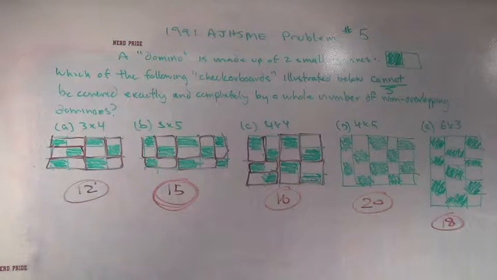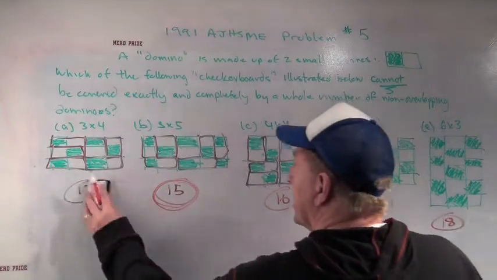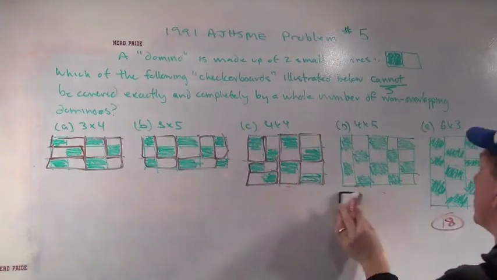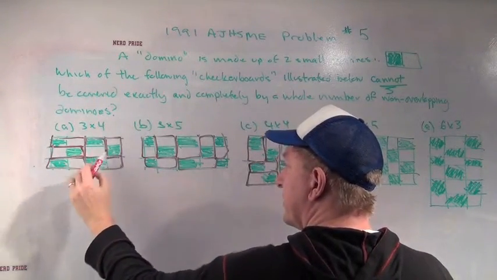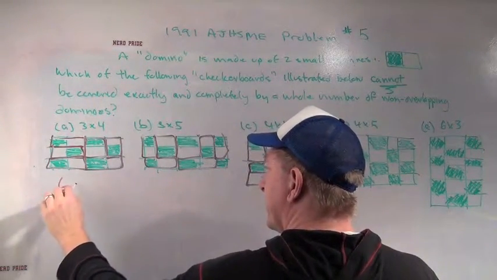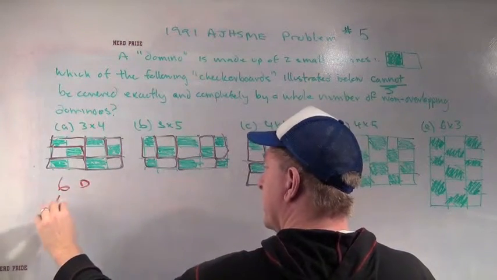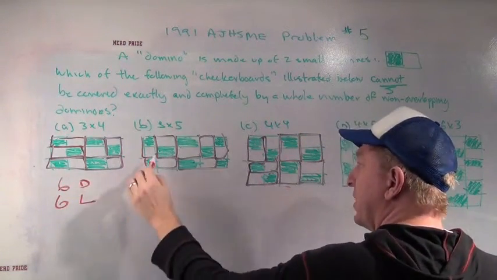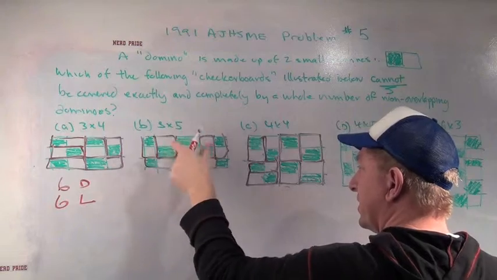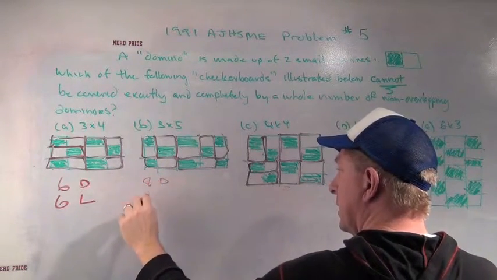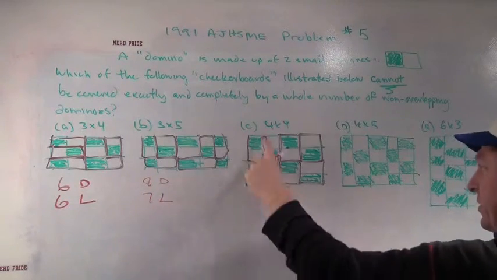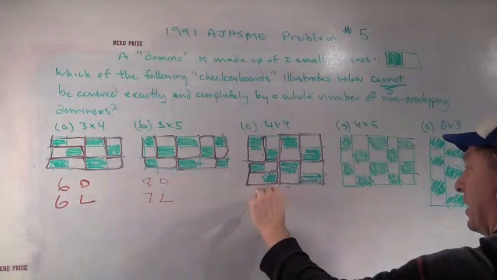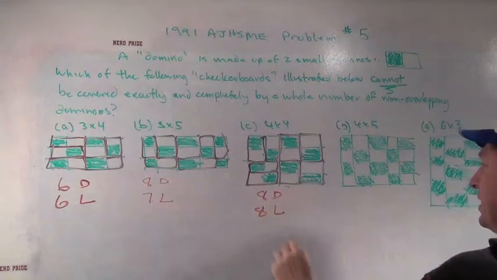The other way I mentioned is you could look at it by, it always covers one dark square and one light square. Well, let's take a look at that. How many dark squares do we have here? 1, 2, 3, 4, 5, 6. How many light squares do we have? 6 dark, 6 light. How many darks do we have here? 2, 4, 6, 8. And we have 7 light. How many do we have here? 2, 4, 6, 8. 8 dark, 8 light.